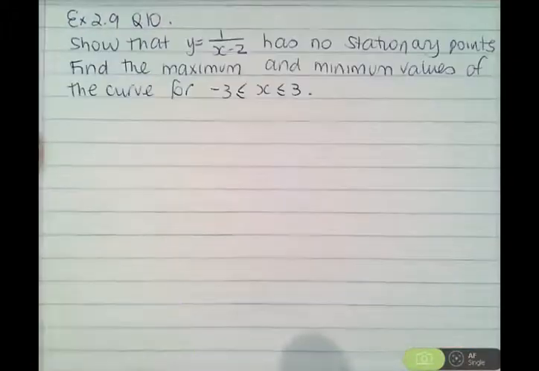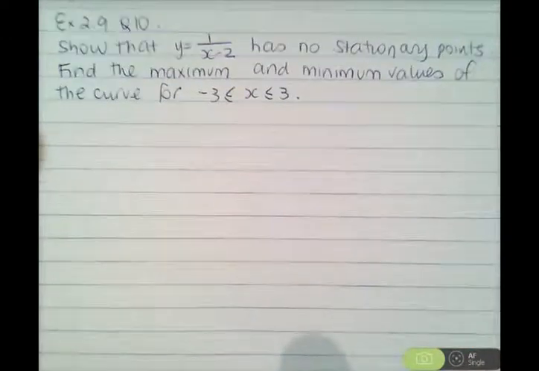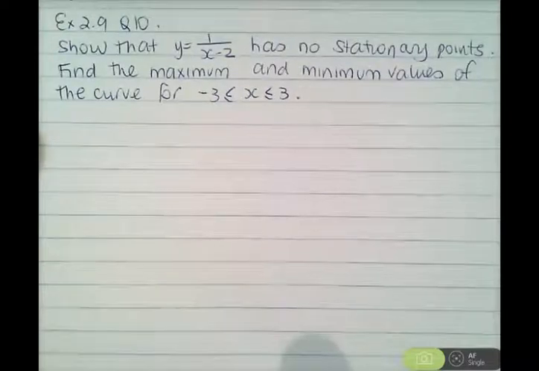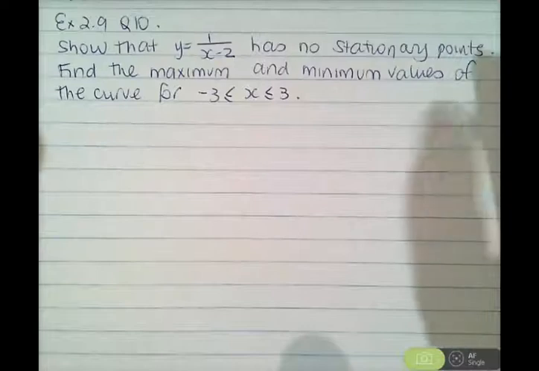Now we're just going to look at one more question, which is exercise 2.9, question 10. I'll just write down what that is. It is: show that y equals 1 over x minus 2 has no stationary points. Find the maximum and minimum values of the curve for the domain from -3 through to +3.